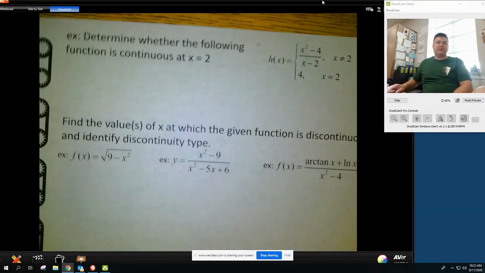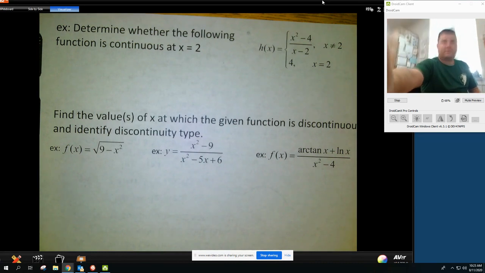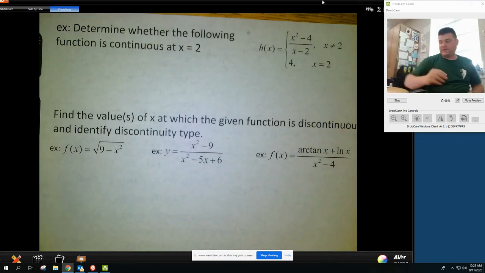So let's go ahead and determine whether the following function is continuous at x equals 2. There are two ways to do it. You could graph it and then use that to go through your three steps to figure it out, or you could do it algebraically. Same thing, you have to go through the three steps algebraically. It's more common to use the algebraic method, so I'm going to solve this algebraically.